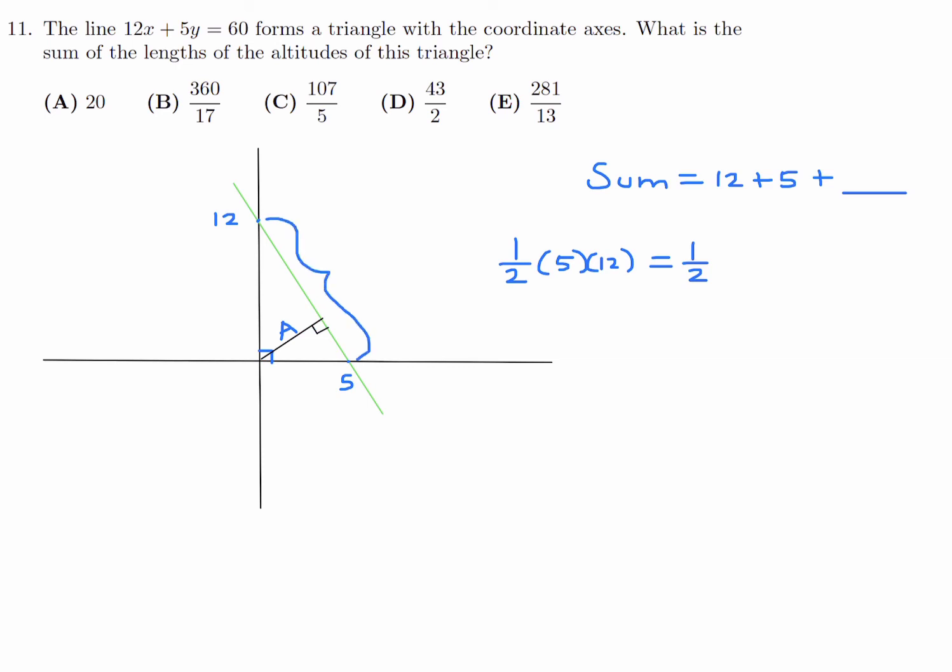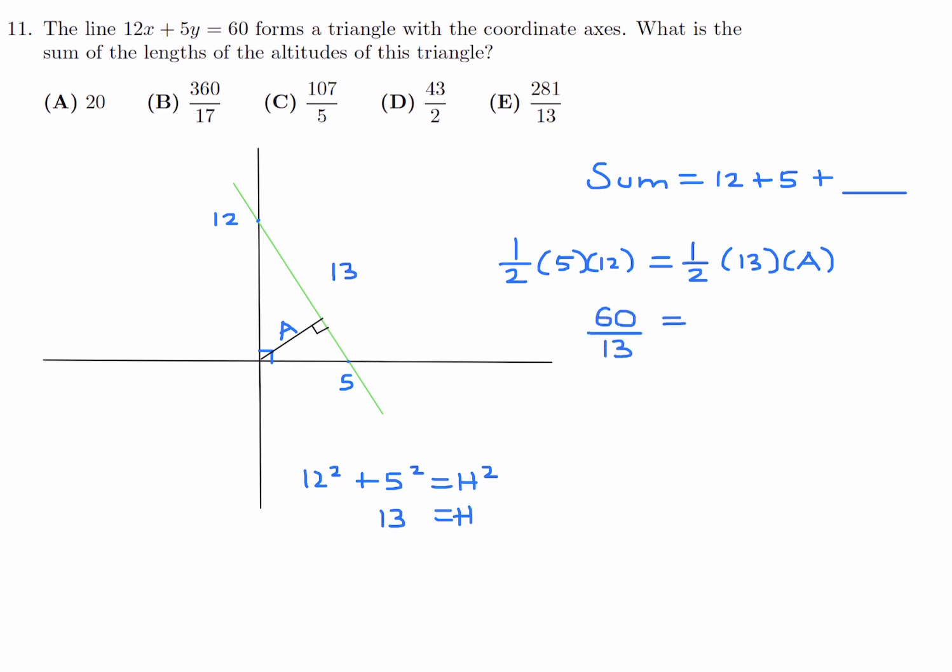the height. So it would be 1/2 base, which we haven't actually calculated yet. This is easily calculated by Pythagoras. It's just going to be 13, right? 12 squared plus 5 squared will be that hypotenuse squared. And when you do that math, you'll get h equal to 13. So it'll be 1/2 base, which is 13, times height, which I have called a. And from this, you get a is equal to 60 over 13. So that's the third altitude.